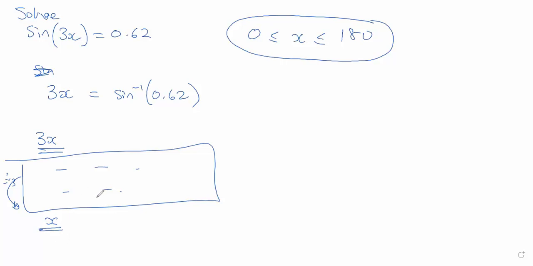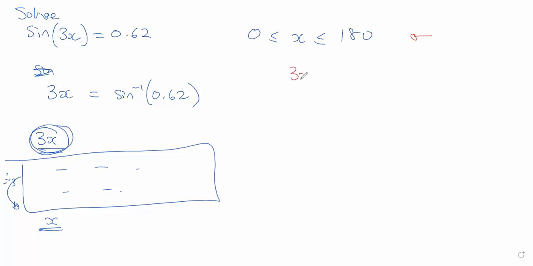Obviously, you could just find loads of answers and divide by 3 or whatever you need to do to get to x, and you can do that. But there's something which I recommend you do first. Because our answers are going to be coming for 3x, we change this interval. I know I want x between 0 and 180. What do I want my answers for 3x to be? Because I'm going to be finding the answers for 3x.